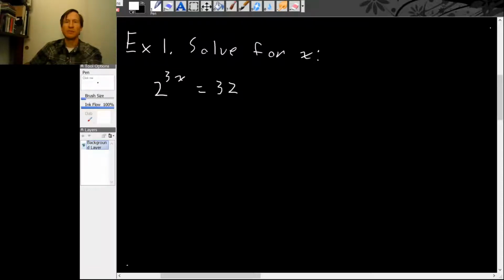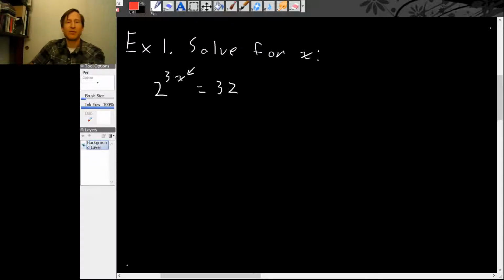Let's look at a few examples of solving equations that have exponentials in them. The general idea is to use a logarithm. Whenever you have an equation that has the variable trapped inside of an exponent, like in this one, we're going to use a logarithm at some point to extract the variable from that exponent.